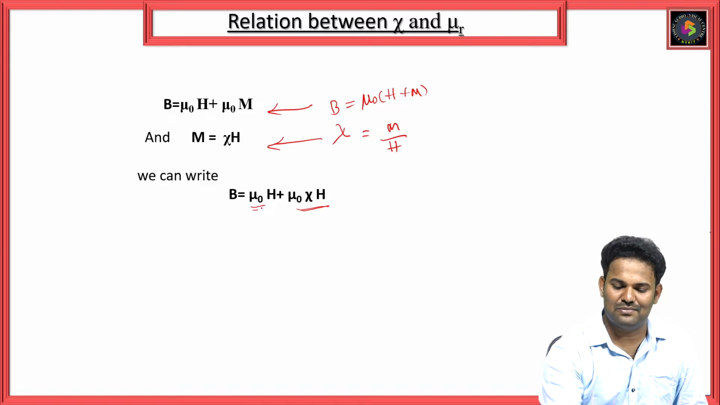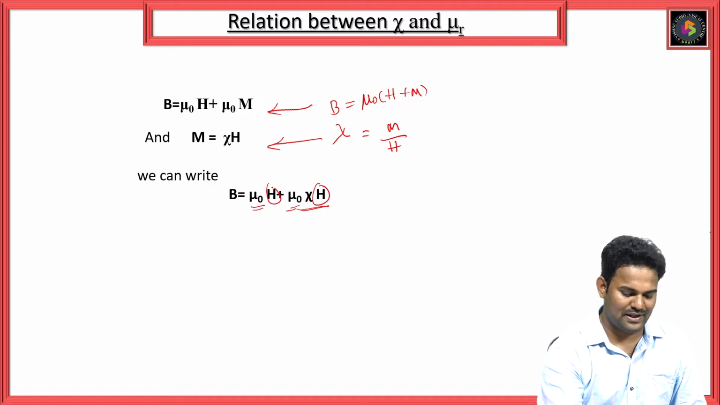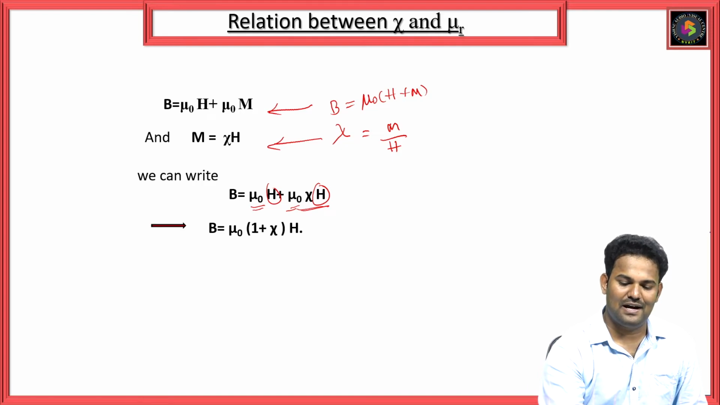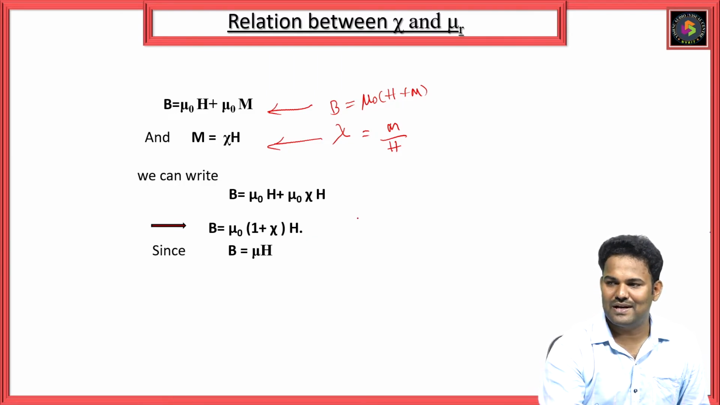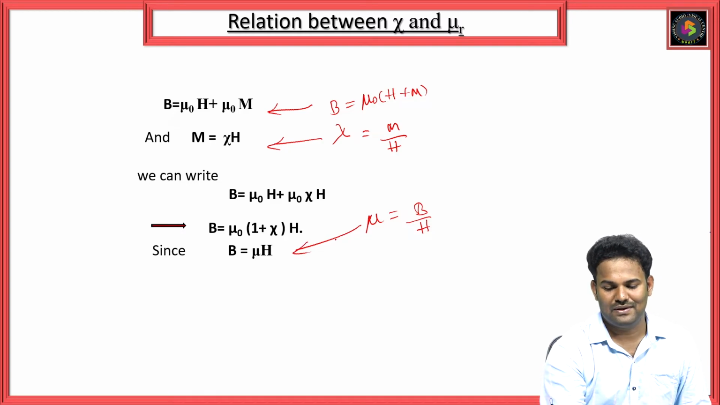The common values are mu naught as well as the H. So now I can take over the common of these values and I will rewrite as B is equal to mu naught into 1 plus Xi into H. But since we know very well the magnetic induction B is equal to mu into H, that means the permeability mu value is equal to B by H. So we will take as B is equal to mu into H.